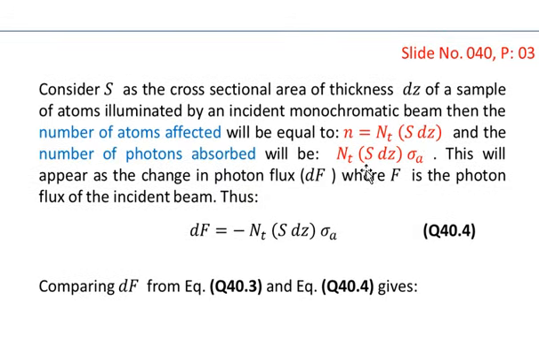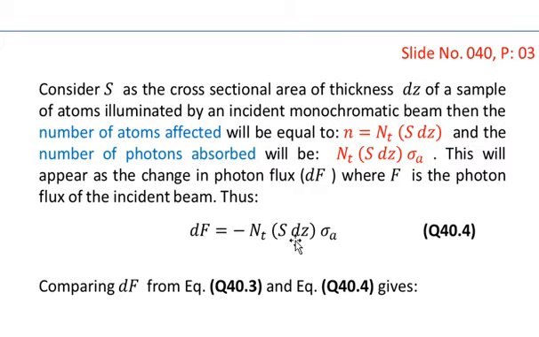So we have n multiplied by sigma a, or equivalently NT multiplied by S multiplied by dz multiplied by sigma a. This gives the number of photons absorbed, which will appear as the change in photon flux dF, where capital F is the photon flux of the incident beam. Thus, using this approach, the change in flux dF is equal to minus NT multiplied by S into dz multiplied by sigma a, as given in equation 40.4.